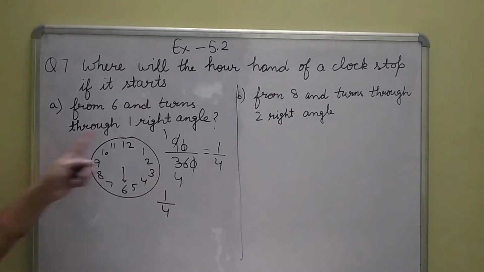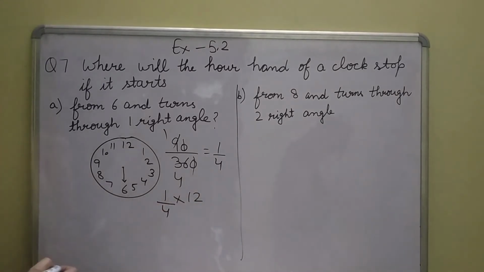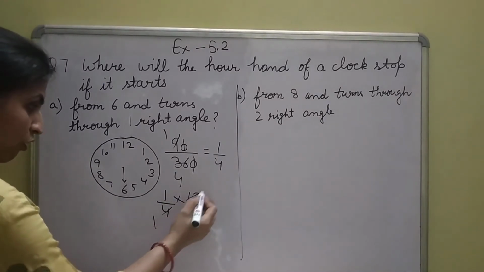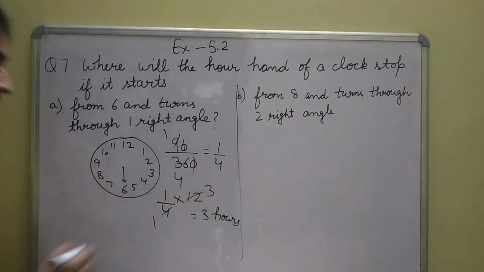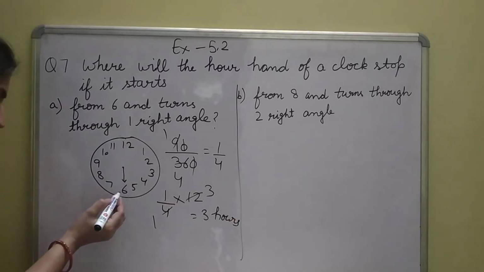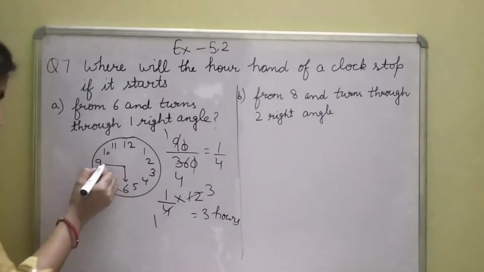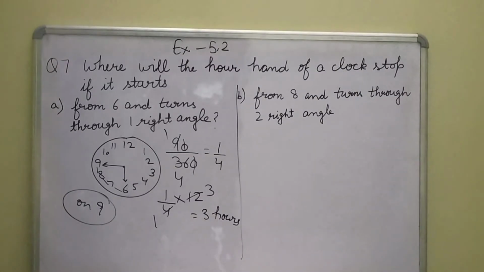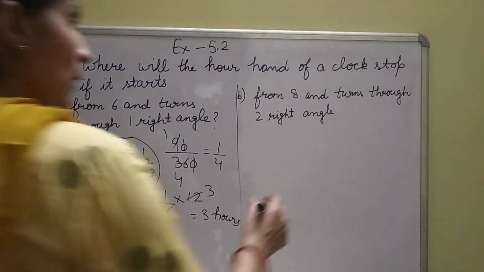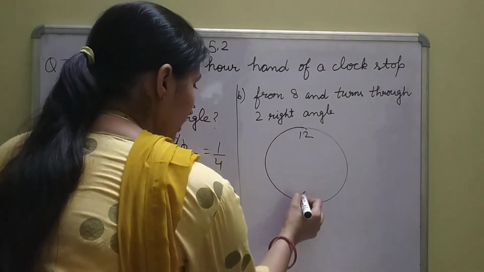1/4 of the revolution for hours in the clock. So 12 hours we are having. 4 ones are 4, 4 threes are 12. So 3 hours we have covered in one right angle. So 3 hours after 6. 1, 2, 3. So we will reach 9. So this is your part A. Now part B. Again we will draw the clock.